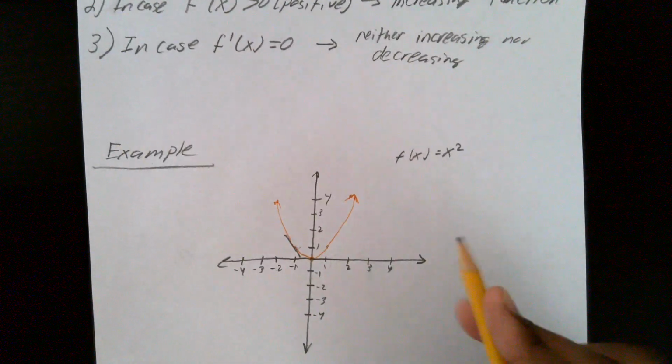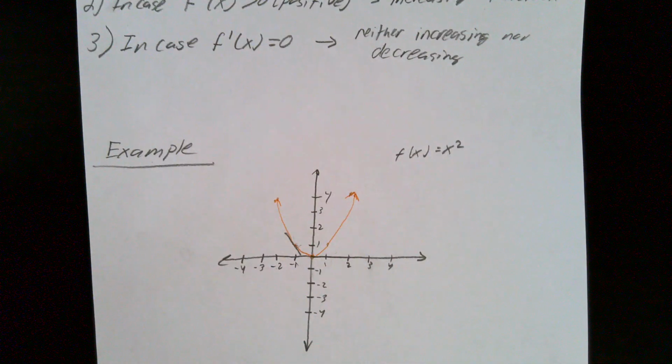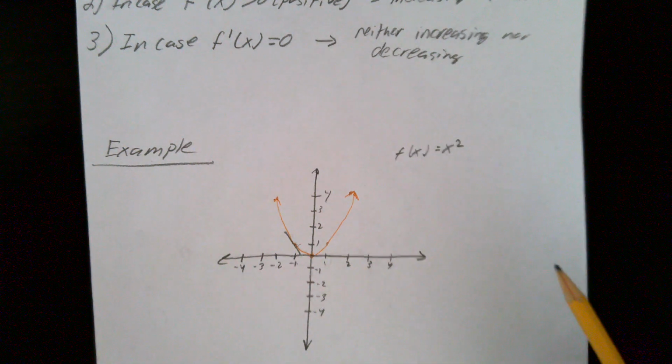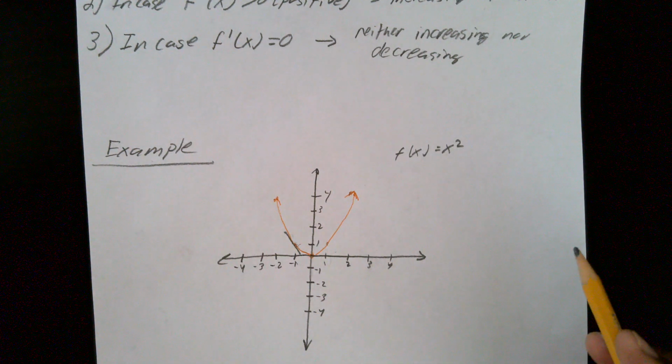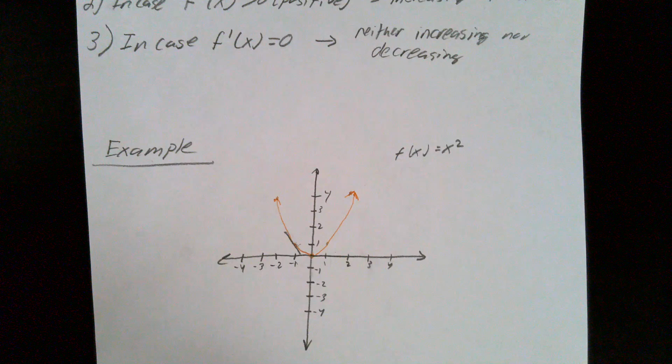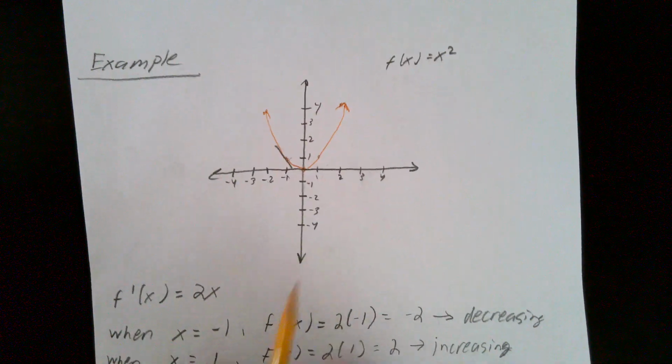We've got f of x is equal to x squared. So if you were to take the derivative of f of x, what would it be? I'd invite you to figure this one out. Alright, so the derivative would be 2x.